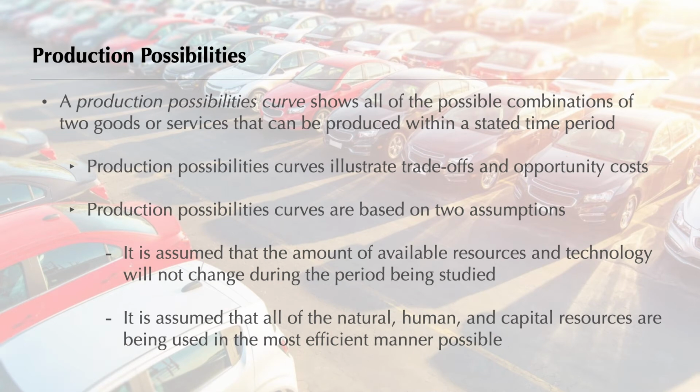Trade-offs and opportunity costs can be illustrated using a production possibilities curve. A production possibilities curve shows all of the possible combinations of two goods or services that can be produced within a stated time period given two important assumptions. First, it is assumed that the amount of available resources and technology will not change during the period being studied. Second, it is assumed that all of the natural, human, and capital resources are being used in the most efficient manner possible.